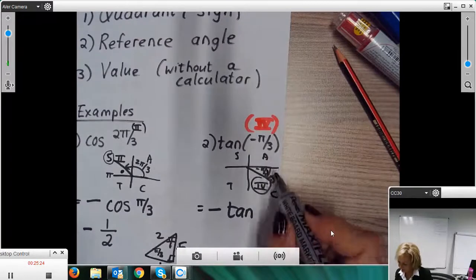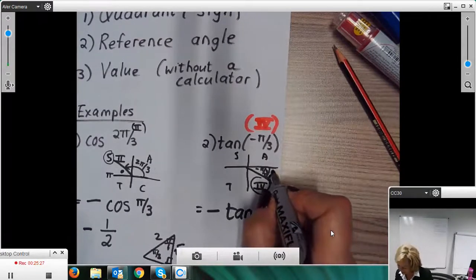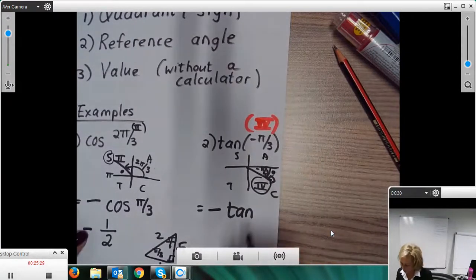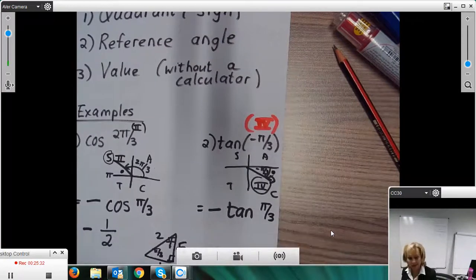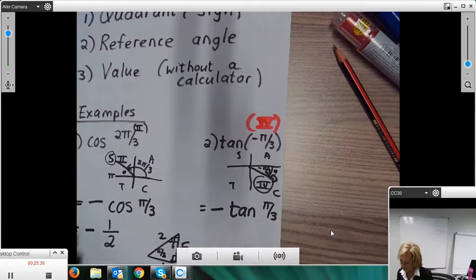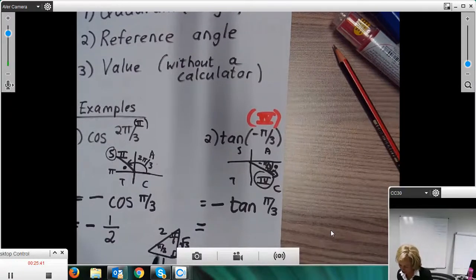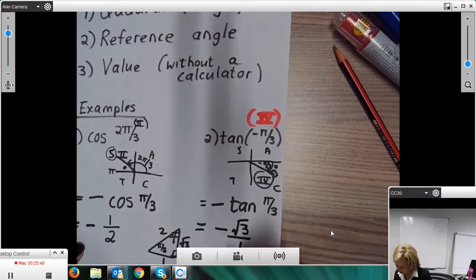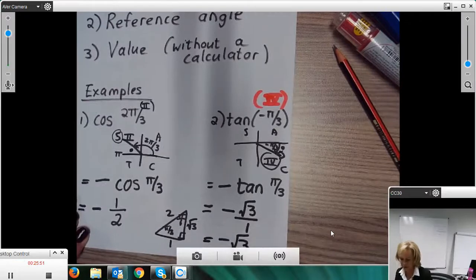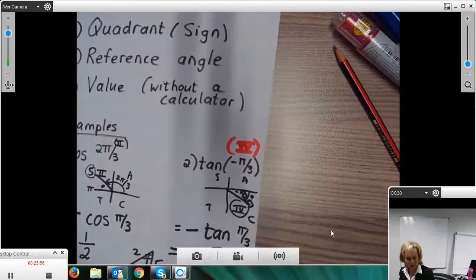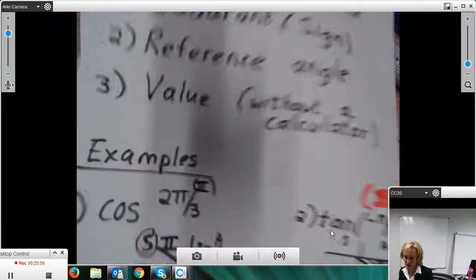The reference angle here is the angle to the nearest x-axis. There it is with a dot. So it is pi by 3. Remember I said the reference angle is always positive and acute. Okay, so once I've done that, I can evaluate it. Here's my triangle. I've already drawn my triangle. The tan is opposite over adjacent, so it's negative root 3 over 1. Answer, negative root 3. All right, so that is how you evaluate trig functions without a calculator.